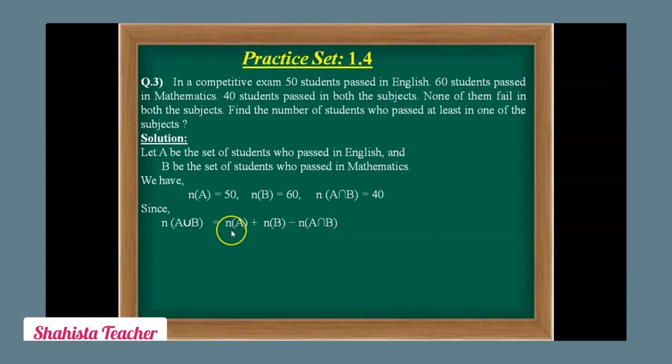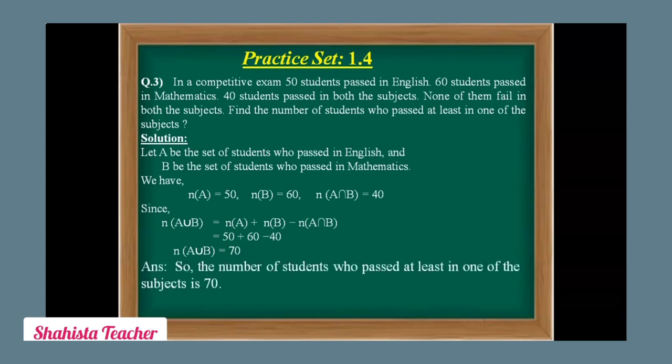So the value of number of A is 50 and number of B is 60. So 50 plus 60 gives us 110. So 110 minus 40. 110 minus 40 is how much? Yes, you are right, 70. So number of A union B is 70. So these 70 students pass at least in one of the subjects. So here we will write the last statement: the number of students who pass at least in one of the subjects is 70.